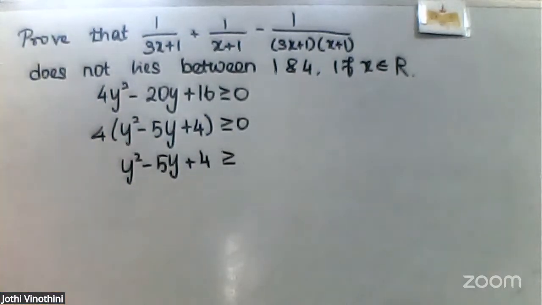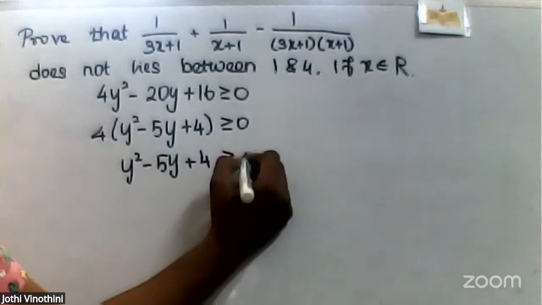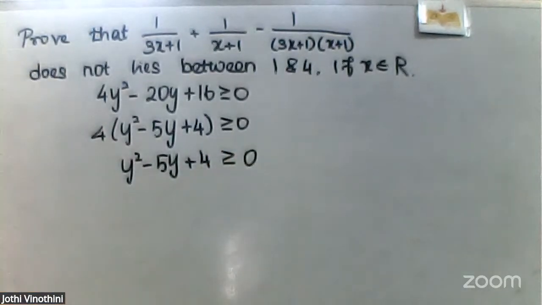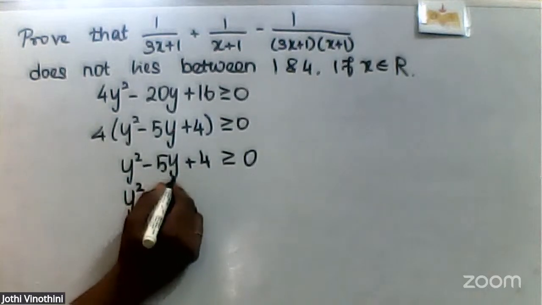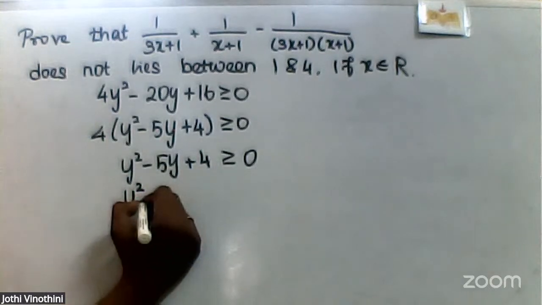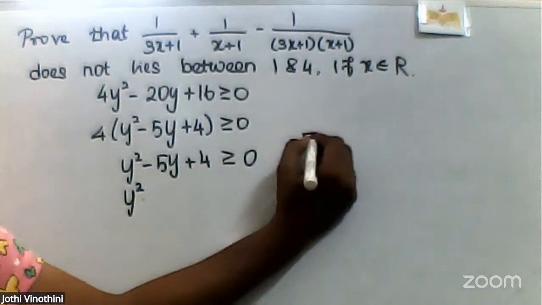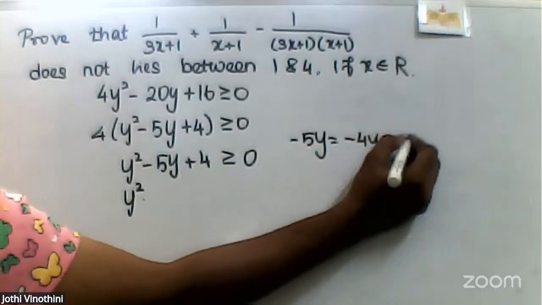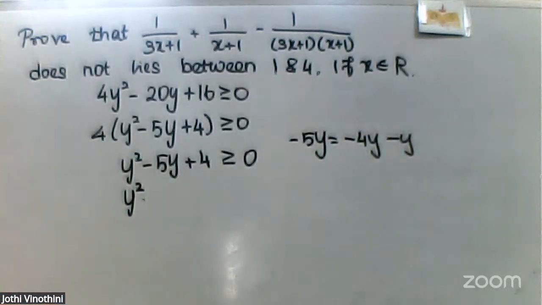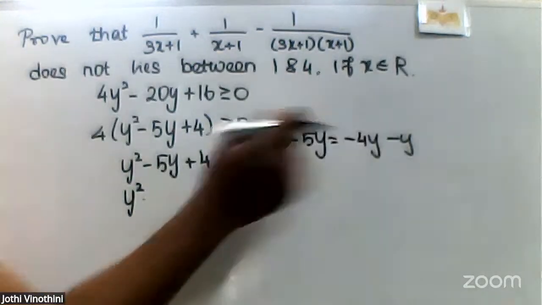So we can directly put 0 here. Right? Now what I am going to do is replace this 5y. So what we have is minus 5y. I'm going to write minus 5y as minus 4y minus y. What is minus 4y minus y? It is minus 5y. So for simplification purpose, I am writing like this.